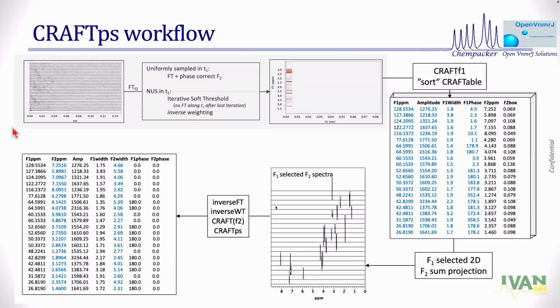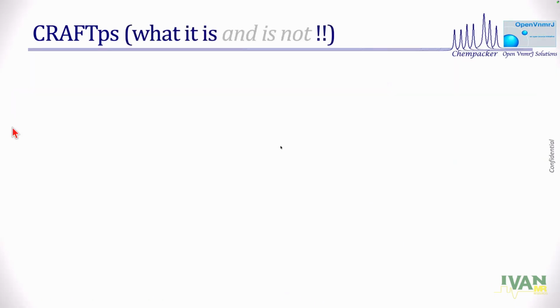And I also said, even though I started with an HSQC, I didn't say anything about carbon here. I said F1 and F2. So any homonuclear or heteronuclear 2D input can go through this process. It is not only for heteronuclear 2D correlations, it's also for homonuclear 2D correlation.